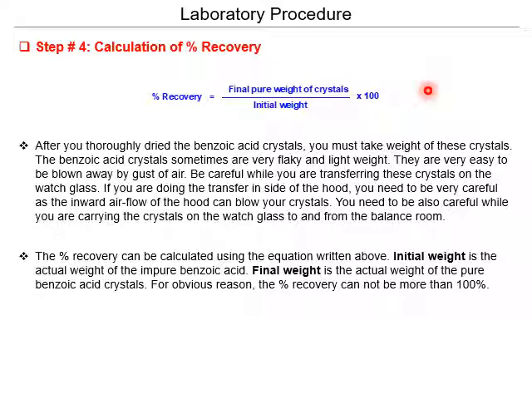Usually, when you're using some weighing paper, you wrap it in such a way so that you protect your crystals, right? So anyway, then you take it to the balance room and you weigh the crystals, and of course you keep good records of it in your lab notebook, and you just use this formula. It's just a percent. You just calculate the percent recovery: the final pure weight of the crystals divided by the initial weight of the impure benzoic acid. And that's pretty much it.